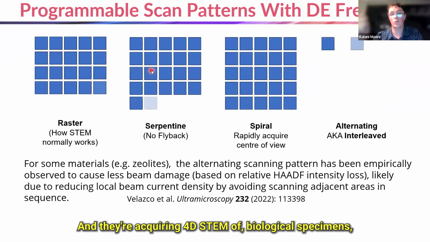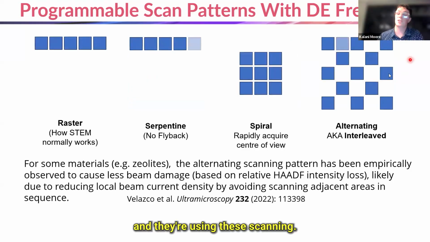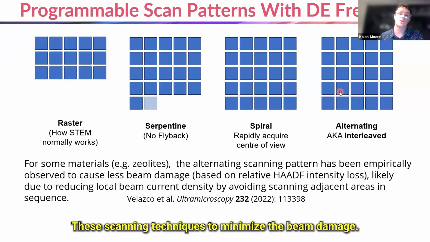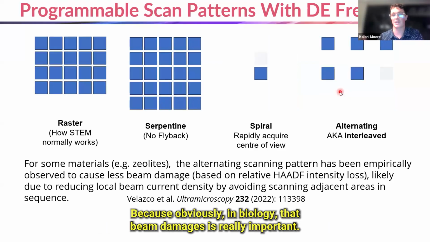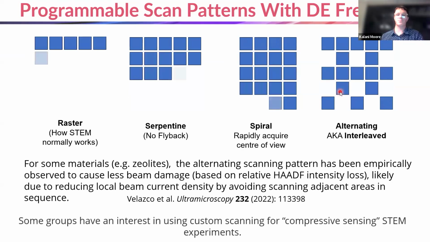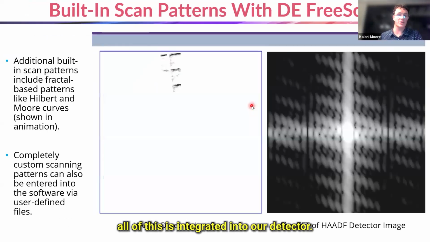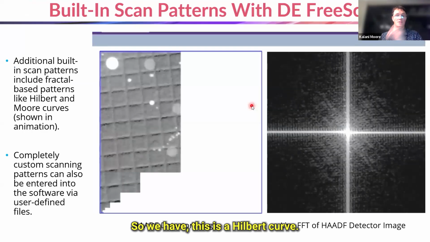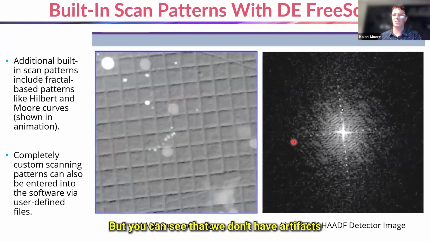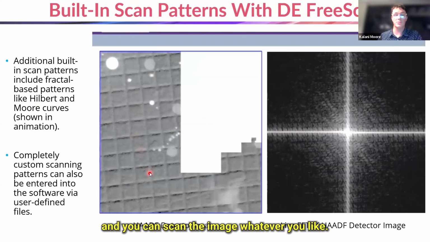And they're acquiring 4D STEM of biological specimens. And they're using these scanning techniques to minimize the beam damage, because obviously in biology, the beam damage is really important. And so all of this is integrated into our detector. So we have, this is a Hilbert curve, but you can see that we don't have artifacts, and you can scan the image whatever way you like.